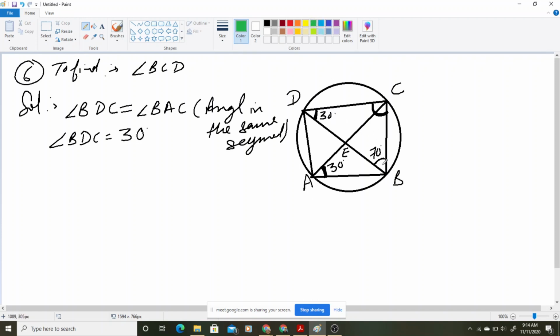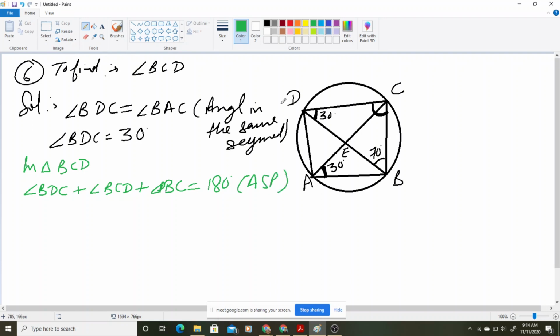Now just see one thing. In triangle BCD, the sum of angle BDC plus angle BCD plus angle DBC is 180. Angle sum property. We are using angle sum property in this triangle BCD.